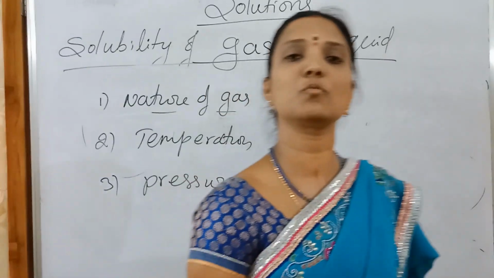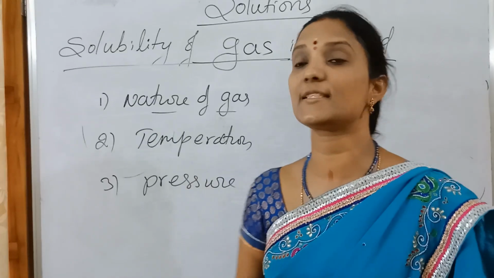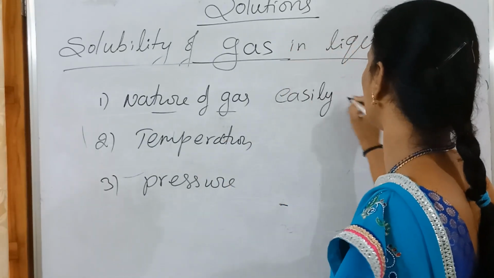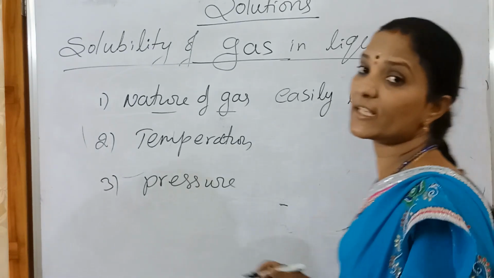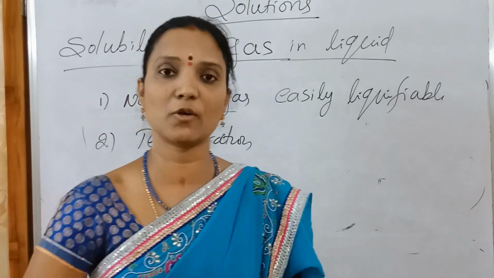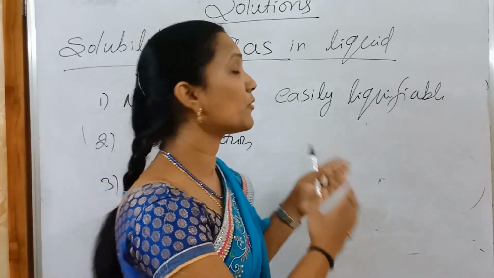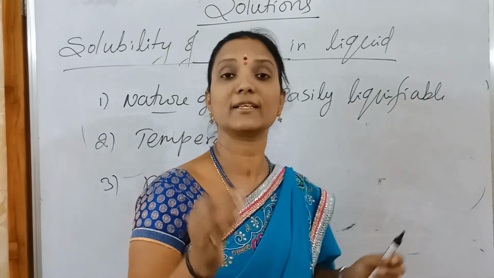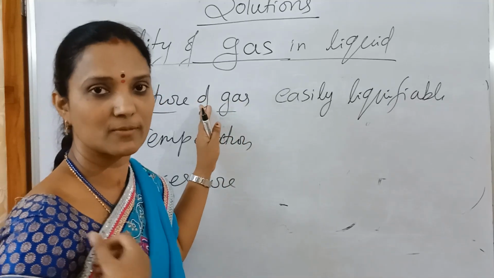Which type of gases are more soluble in water? If the given gas is easily liquefiable, that gas is more soluble. So what is the favorable condition? Easily liquefiable. How to identify which is easily liquefiable? Which one has the higher critical temperature? Critical temperature means above that temperature, gas cannot be liquefied. So that temperature is the critical temperature. Okay. Now, which one has a high critical temperature? That is easily liquefiable. So if the given gas is easily liquefiable gas, that gas is more soluble in water.